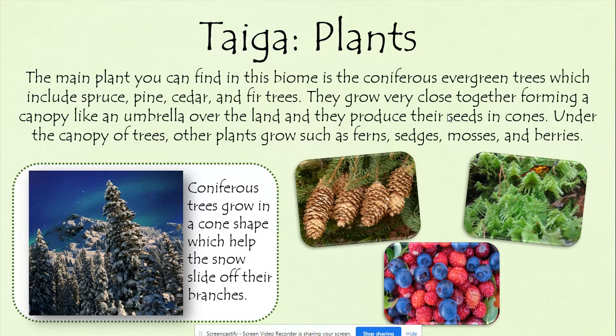The main plants you can find in this biome are the coniferous evergreen trees, which include spruce, pine, cedar, and fir trees. They grow very close together, forming a canopy like an umbrella over the land, and they produce their seeds in cones. Under the canopy of trees, other plants grow, such as ferns, sedges, moss, and berries.